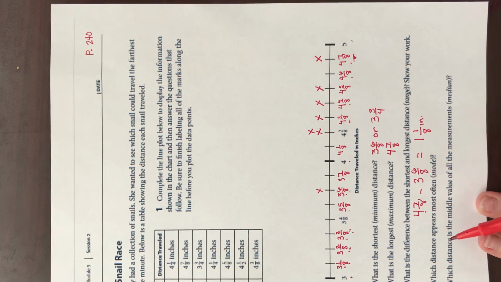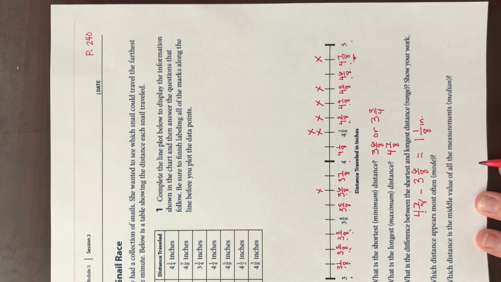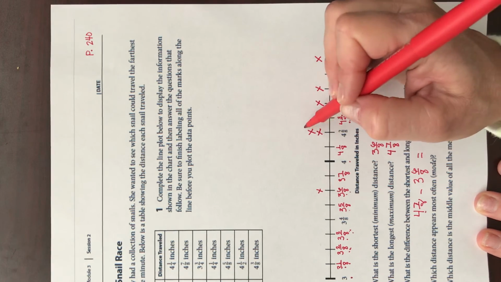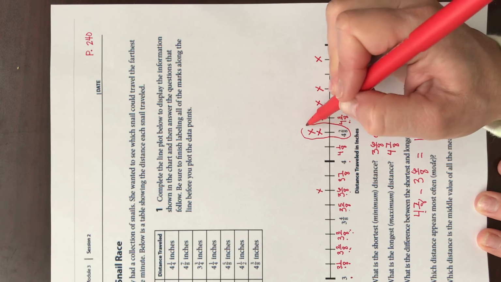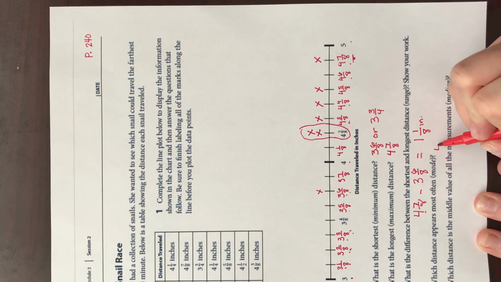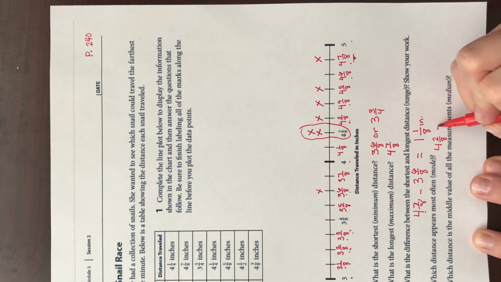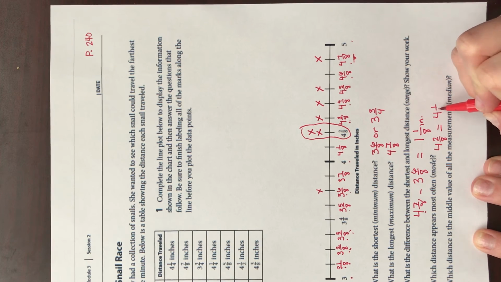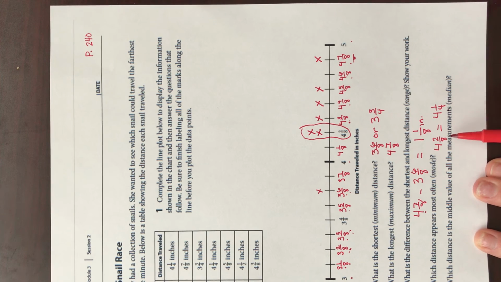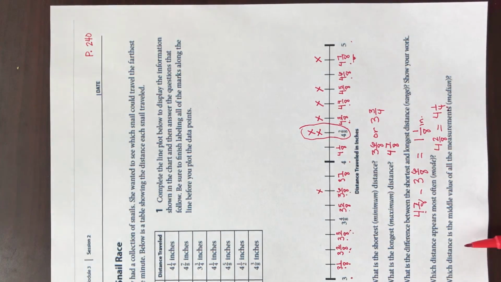Okay, which distance appears most often? This is the mode. We always remember mode and most. So this one right here where it has the 2 above it, so that's 4 and 2/8, and if you saw on the other answer sheet, it could also equal 4 and 1/4. 2/8 and 1/4 are equivalent fractions. 2/8 equals 1/4 simplified.